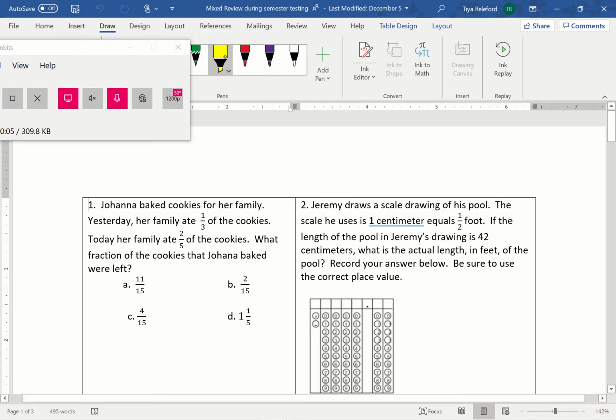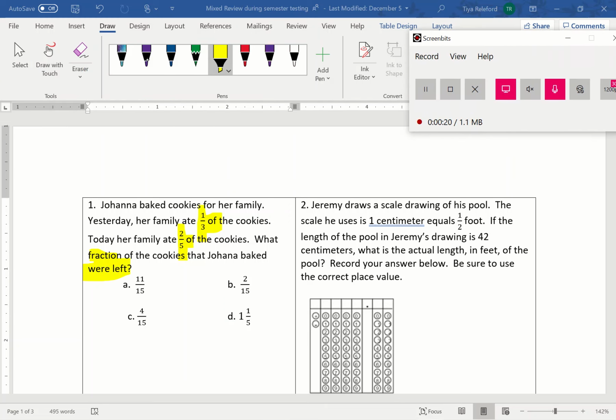Joanna baked cookies for her family. Yesterday, her family ate 1/3 of the cookies. Today, her family ate 2/5 of the cookies. What fraction of the cookies that Joanna baked were left? Your answer should be a fraction.